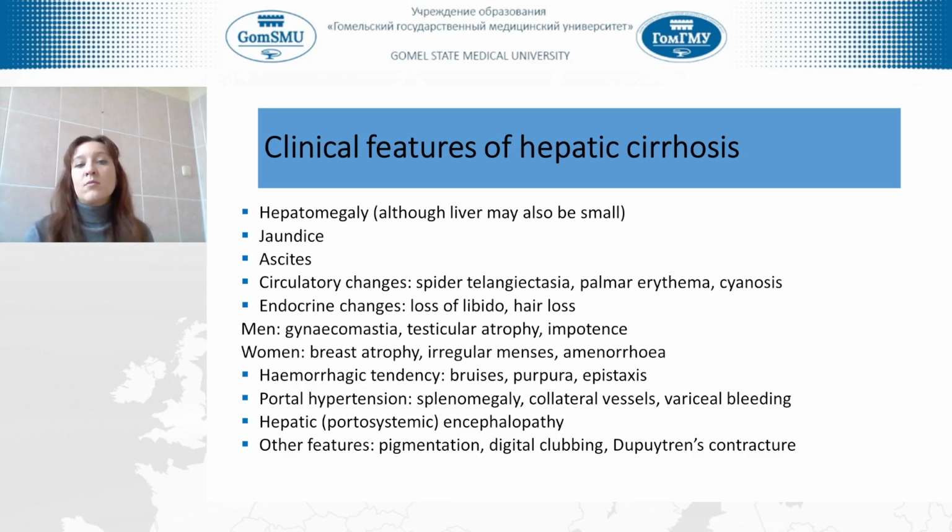Hemorrhagic tendency: purpura, epistaxis. Portal hypertension: splenomegaly, collateral veins, peripheral bleeding, hepatic or systemic encephalopathy. Other features: finger clubbing, Dupuytren's contracture.